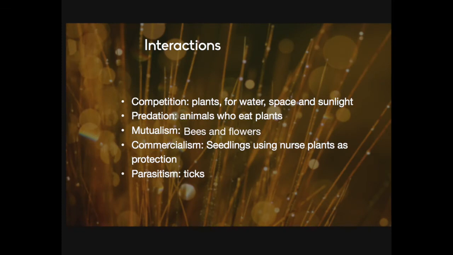Interactions of all sorts can be found in temperate grasslands. In the grasslands, an example of competition is between plants which fight over water, space, and sunlight. The main example of predation is plants that are eaten. An example of mutualism is bees that pollinate flowers. Bees need the nectar and plants need to be pollinated. An interesting example of commensalism is seedlings that are protected from threats including herbivores, transpiration, heat stress, and frost damage by the nurse plant, which is unaffected.